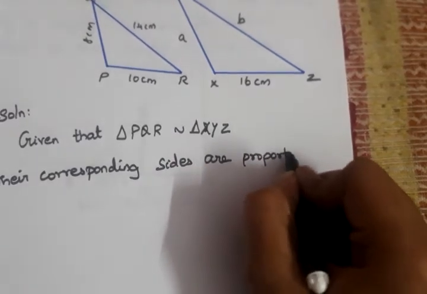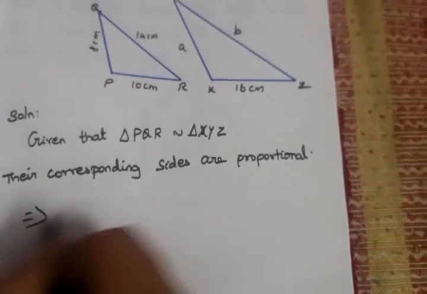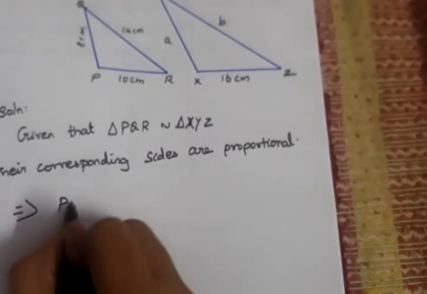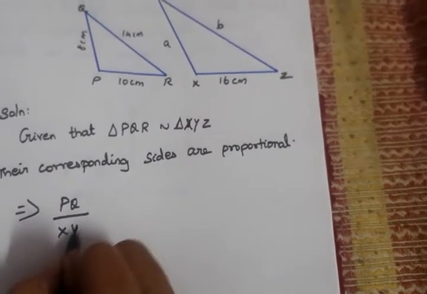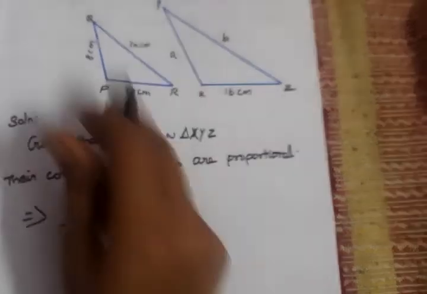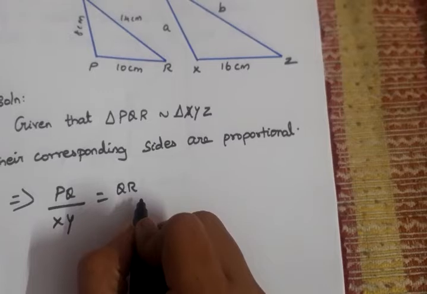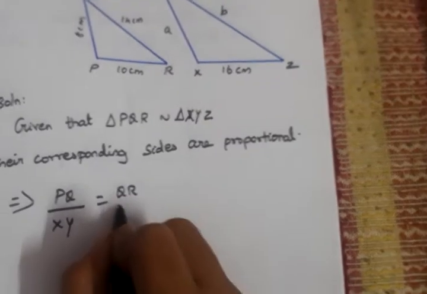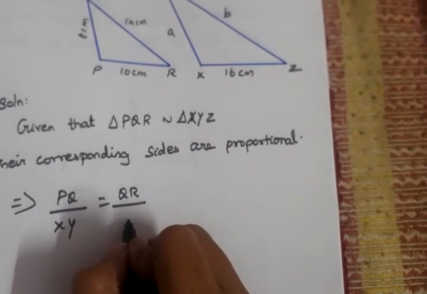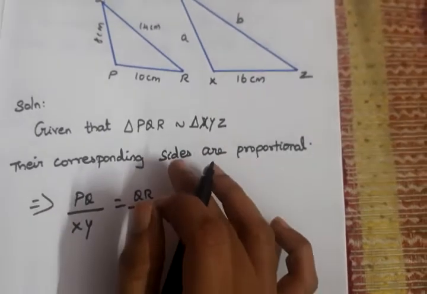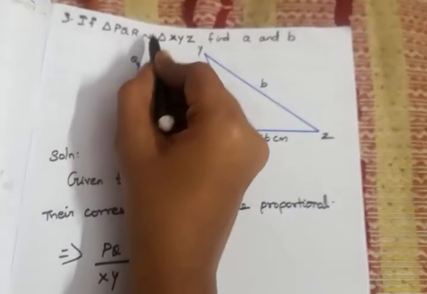Okay. Then next, PQ divided by XY, then QR divided by YZ. That is proportional. Proportional means division. That they are equal means that symbol is congruent.